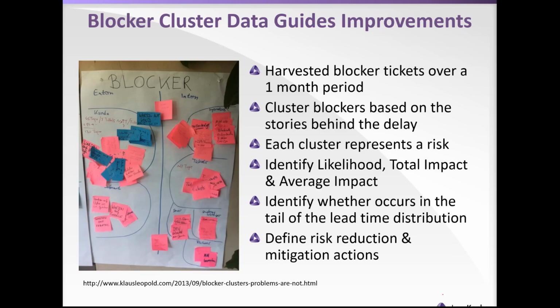In other words, specific improvement initiatives designed to reduce the chance that an item is blocked, and therefore reduce the likelihood of a long tail on our lead time distribution. So it's guiding an improvement that will directly affect one of our KPIs. So blocker clustering information guides an improvement.